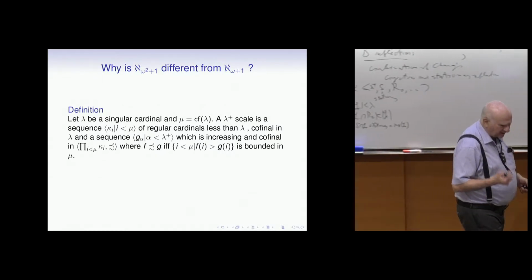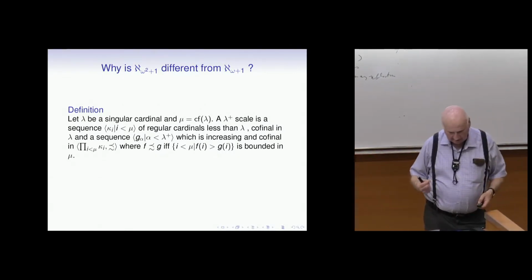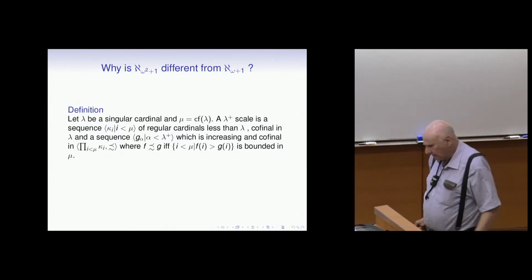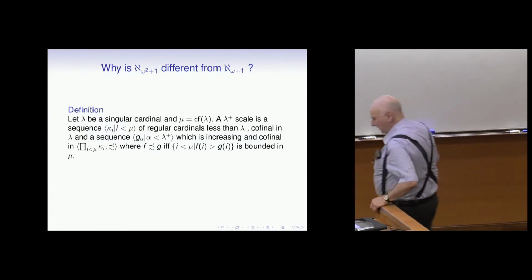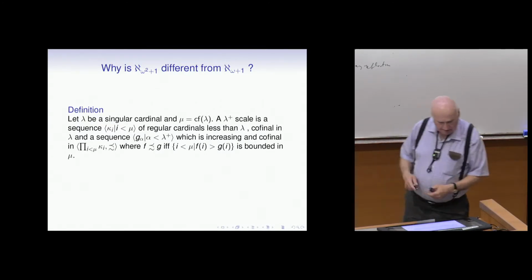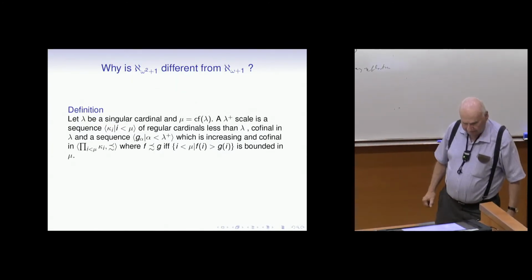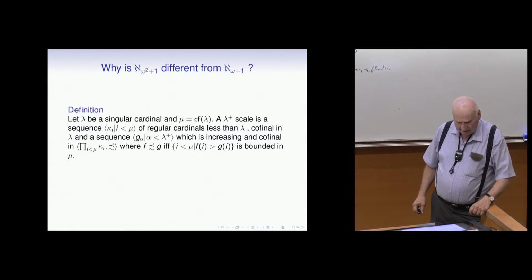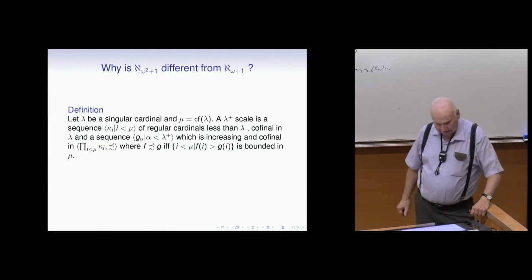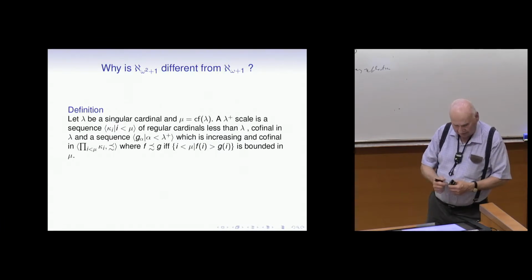What's the difference? Where does the difference between Aleph Omega square plus 1 and Aleph Omega lie? And here we need some facts from what's known as the theory of possible cofinalities, PCF theory. Okay, so suppose you have a singular cardinal, and mu is its cofinality. A lambda plus scale is a sequence of regular cardinals less than lambda, cofinal in lambda, and a sequence of functions in the product of these kappa i's, which is increasing and cofinal in the product, where the partial order is that one function is eventually above the other.